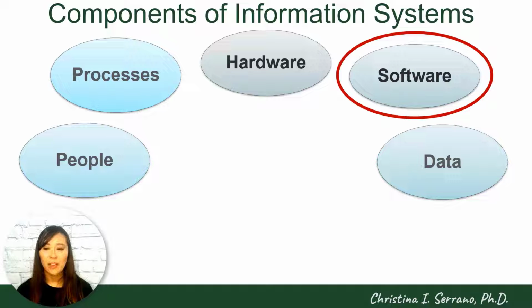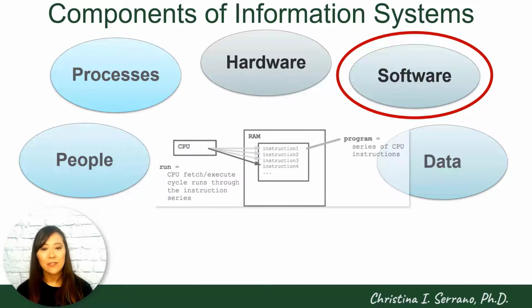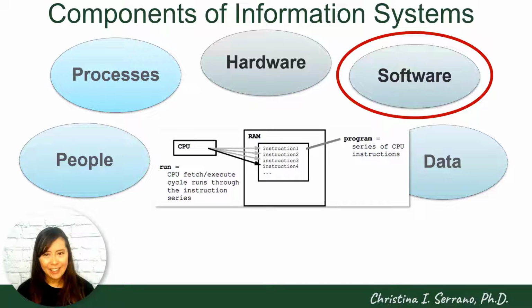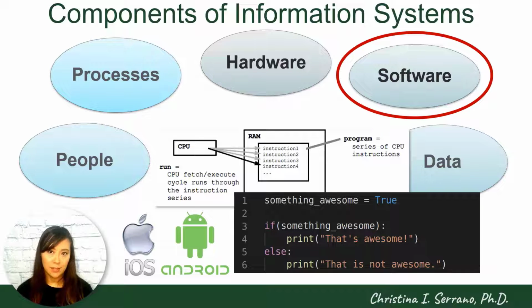Software. Okay, so these are the instructions that tell the hardware what to do. Hardware in and of itself can't do anything. Hardware needs software to give it instructions. Your mobile phone, for example, needs operating system software to be able to boot up and run apps on your phone.